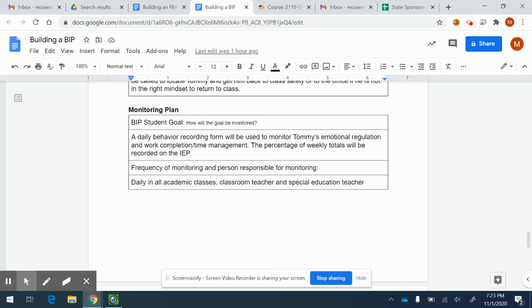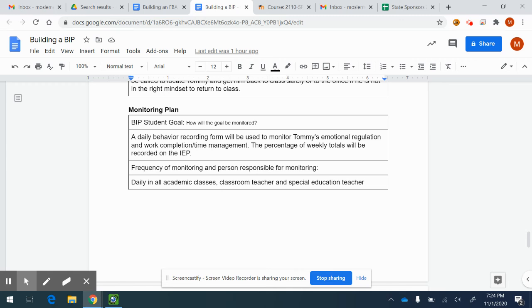So just as we did the weekly percentages on his baseline on the data forms, once we put the behavior plan in place, those goals would continue to be averaged weekly and the totals would be recorded on the IEP. We need to determine the frequency of monitoring and the person responsible for the monitoring. So, daily in all academic classes is when we're completing the monitoring because, again, remember, we're not monitoring him during recess, lunch, other unstructured times. And it would be the classroom teacher and the special education teacher who would be responsible for monitoring those areas.